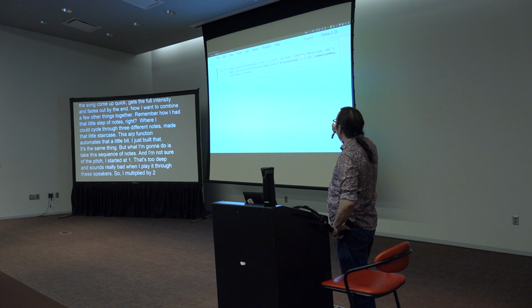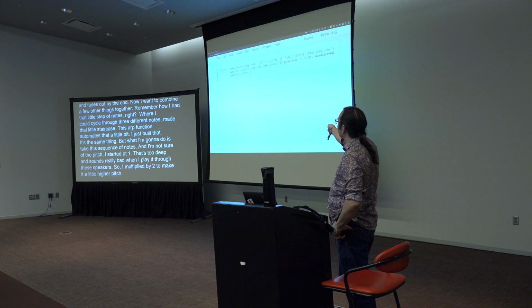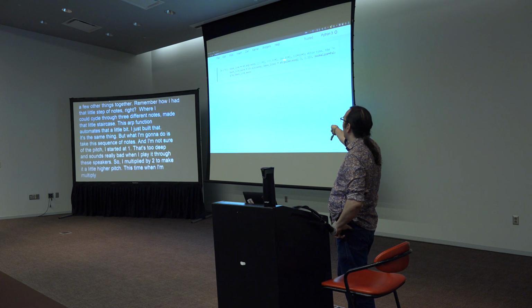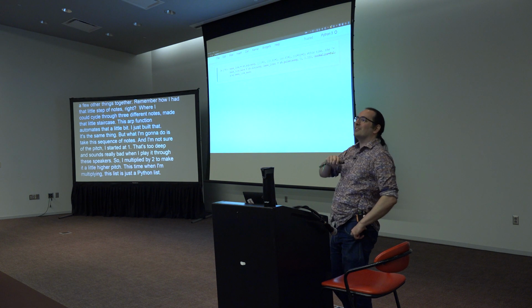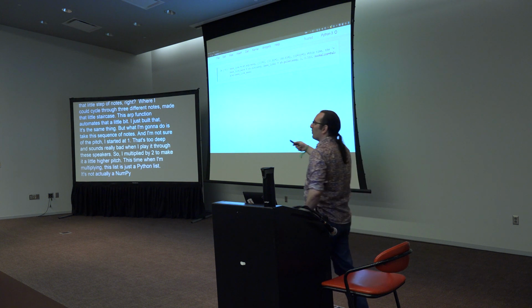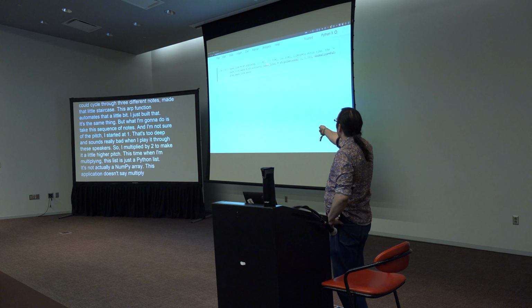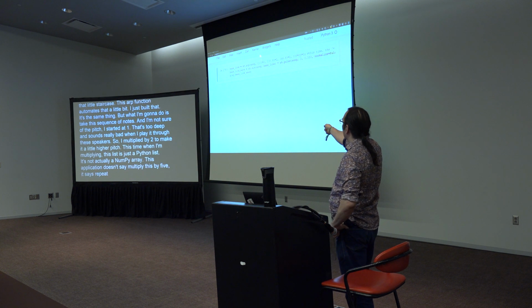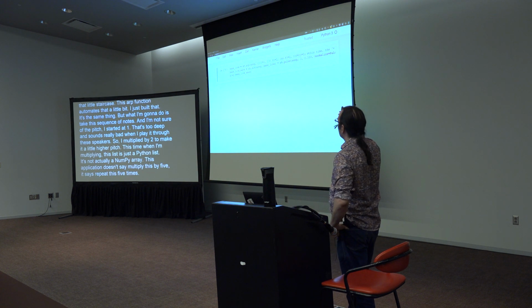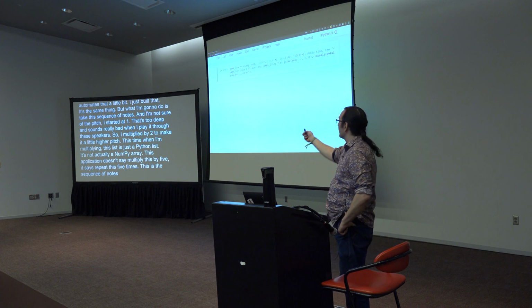This time when I'm multiplying, this list here, by the way, is just a Python list, so it's not actually a NumPy array. So this multiplication doesn't say multiply by 5, it says repeat this 5 times. So this is a sequence of notes that's going to be my baseline 5 times. Do, do, do, do, do, do, do. That's not what it sounds like, I just can't sing.